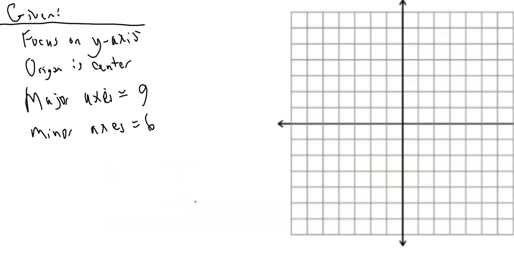This is just given information focused on the y-axis. Major axis is 9, and the origin is the center. So here's our center. The major axis is 9, so that's 4.5 vertically, because the focus is on the major axis here. So 1, 2, 3, 4, 4.5, and 1, 2, 3, 4.5, right about there. The minor axis is 6, which means I go 3 units in each direction. And you can draw your ellipse.